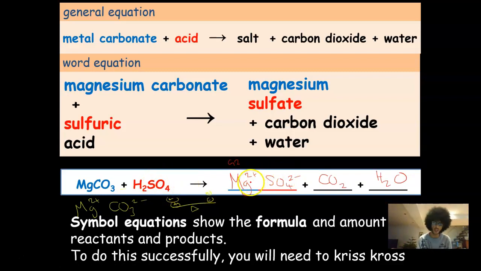Now, if you look at it, you'll notice that they're both equal charges, 2+ and 2-. So if you put it on like a little seesaw, like I showed you before, you've got 2 pluses on this side, and you've got 2 minuses on this side, which balance out. So you only need one of each to make this work. So the overall formula would be MgSO4. You wouldn't have to write those charges in. That's not necessary. So the formula are MgSO4 plus CO2 plus H2O.